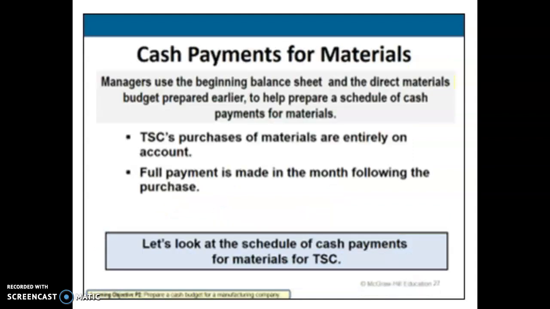All right, let's look at our cash payments next. It says for TSC, they purchase materials entirely on account, and we make full payment the following month for purchases. So managers have to know how they're purchasing their direct materials and how fast they're paying for those credit purchases. It's important to be able to know that.